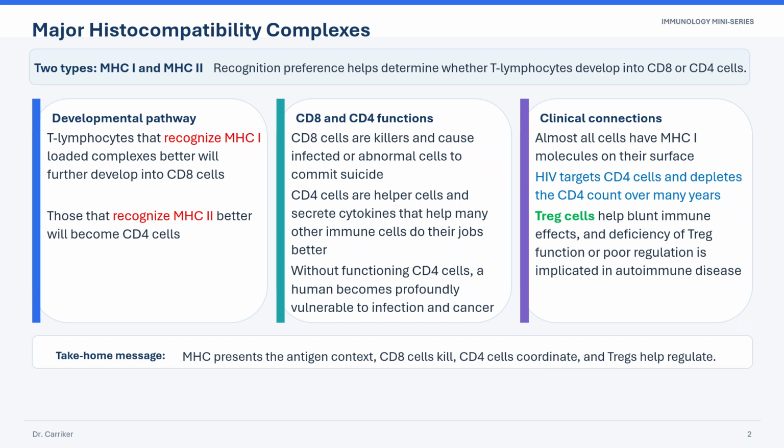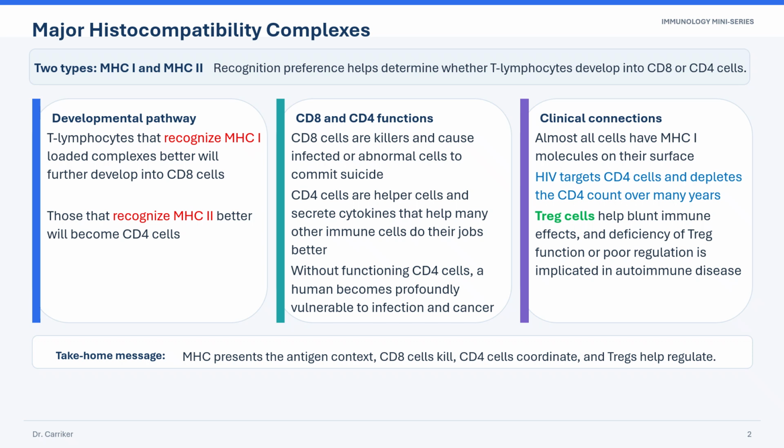Now, there are two major classes of MHC, or major histocompatibility complexes, and this is where the functional split between CD8 and CD4 T cells becomes important. So, cells that recognize MHC1 as the presented antigen become CD8 cells. Cells that recognize MHC2 become CD4 cells. So let's talk about the difference between the two. There are two types, and recognition preference helps to determine the T lymphocytes which develop.